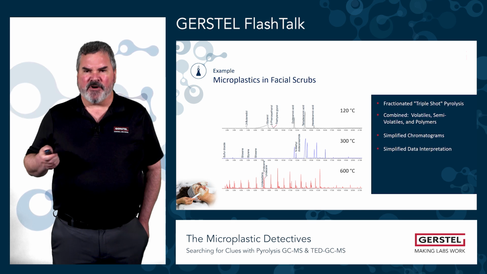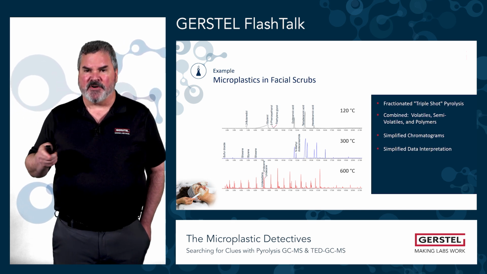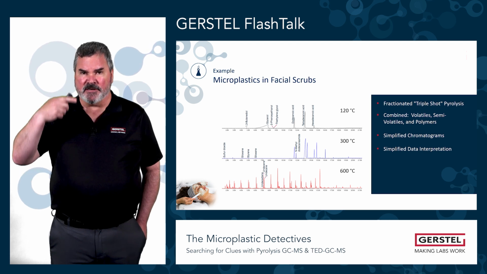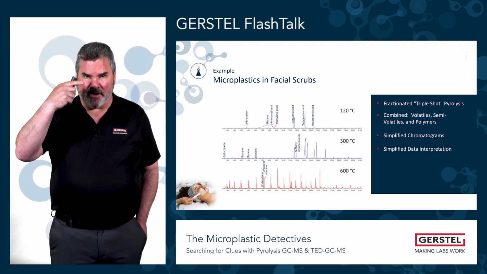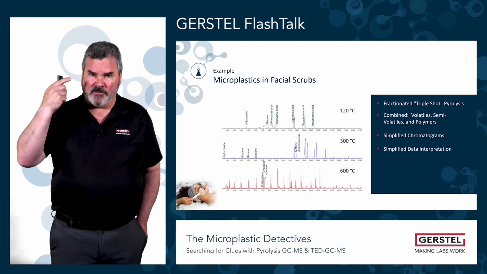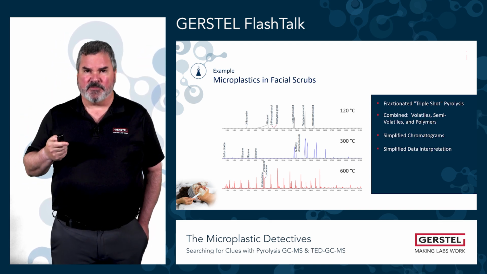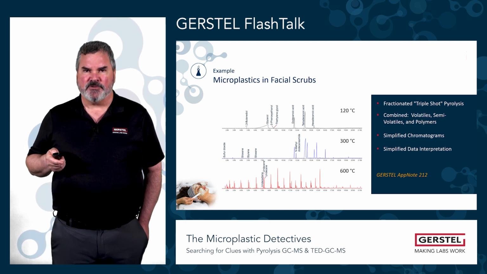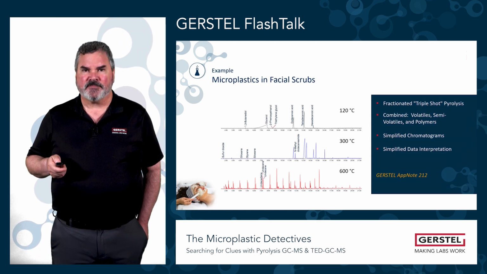So this provides simplified chromatograms if you do it this way, and simplified data interpretation. Again, you can use ChromIdent on each different file and identify the different components, either microplastics or surfactants or whatever else is present there. It works for all of these things. If you want more information, take a look at GERSTEL App Note 212, available on the GERSTEL website.